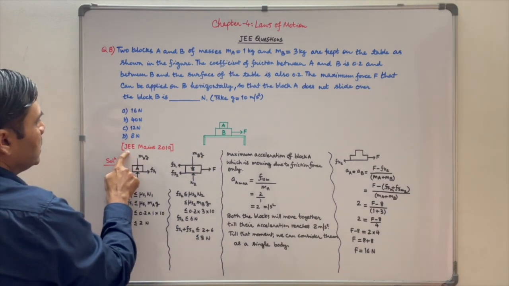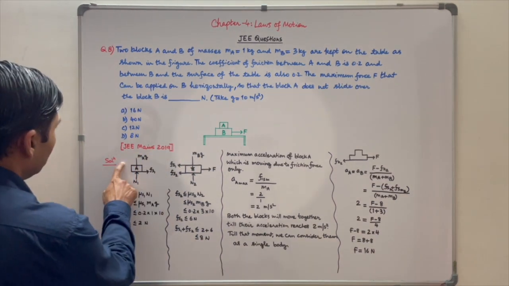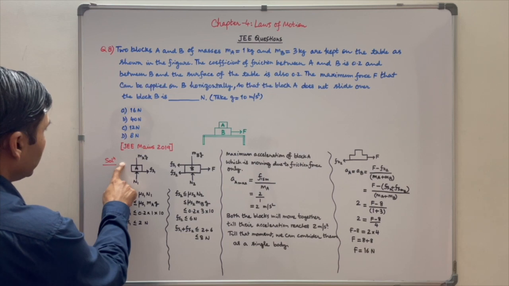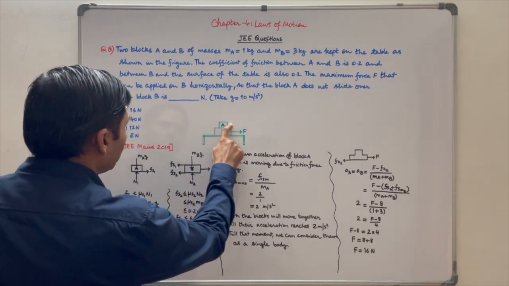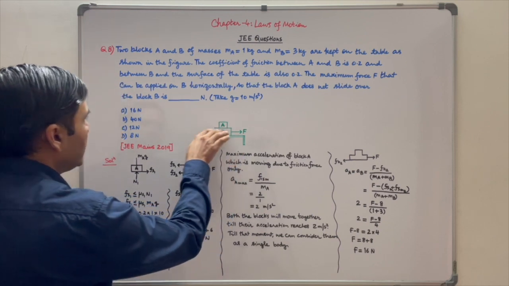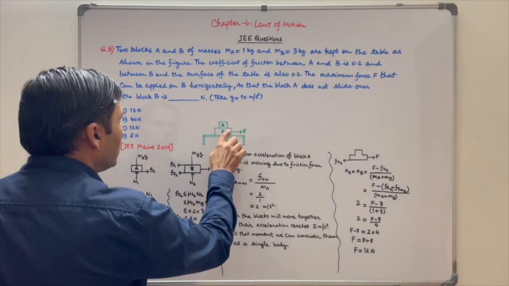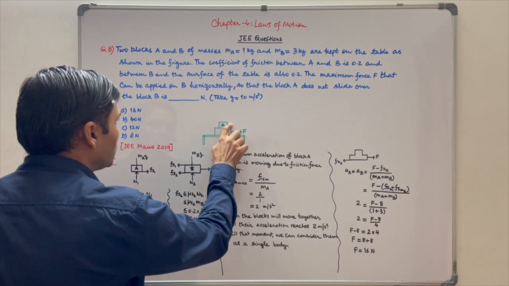This question appeared in JEE Mains 2019. First step is to find out direction and magnitude of friction forces. There is no external force applied on block A. Still, it will move in forward direction along with block B due to friction force only.